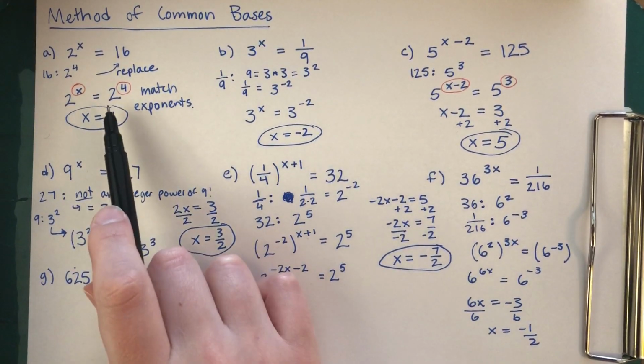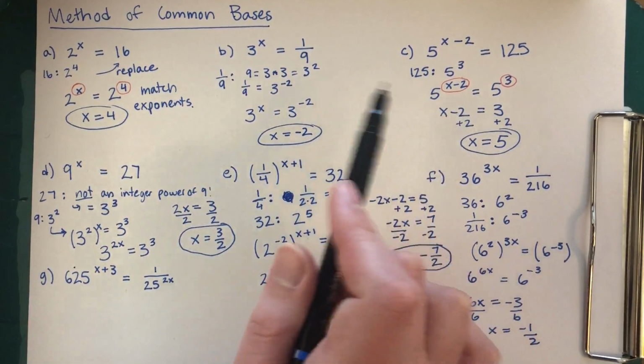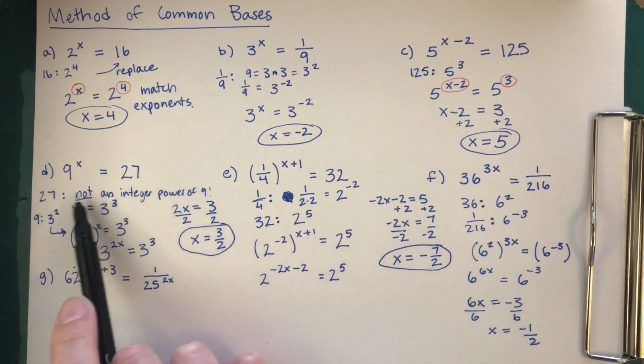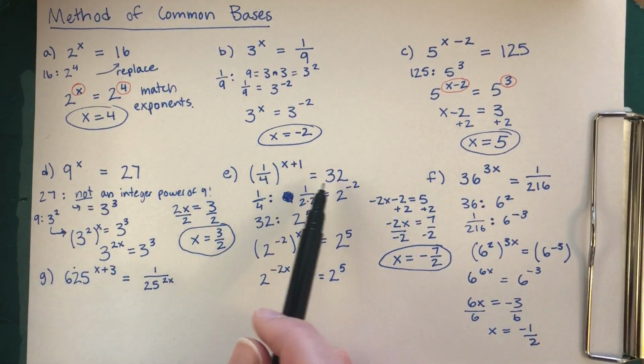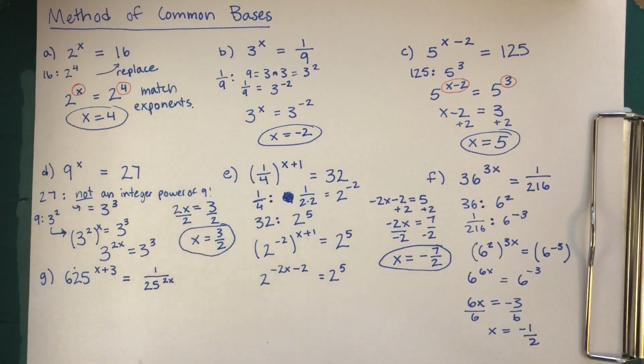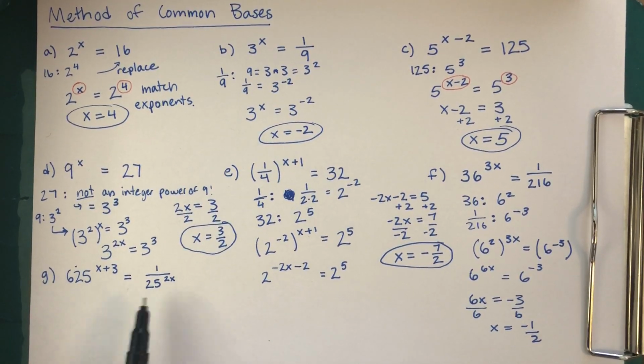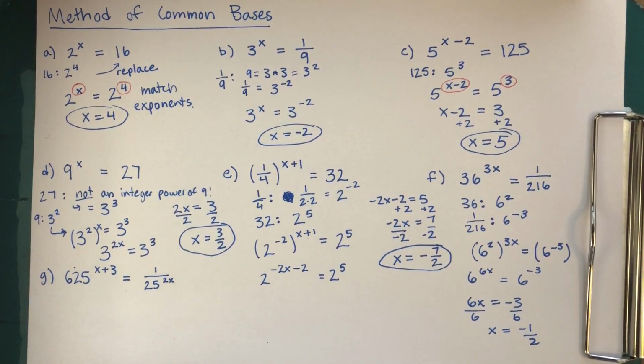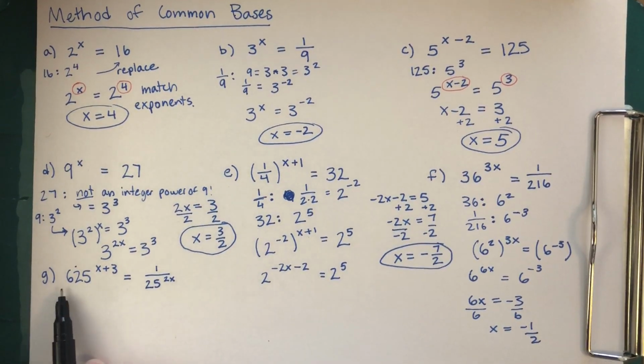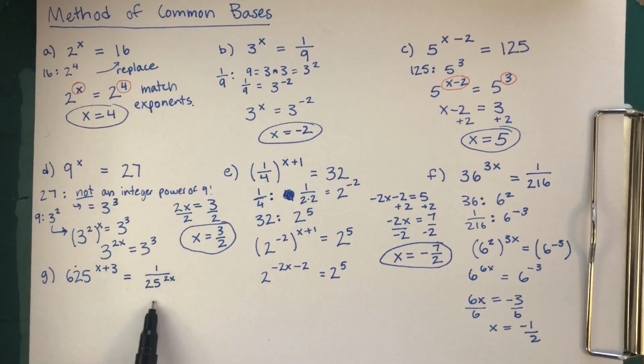So we went from needing to replace one side to needing to replace bases on both sides. Now we'll just go one step further and we'll do a problem where we have x's on both sides of the equation. And you'll see that this doesn't actually change the outcome too much because it's still going to be the same process. So 625, 1 over 25.